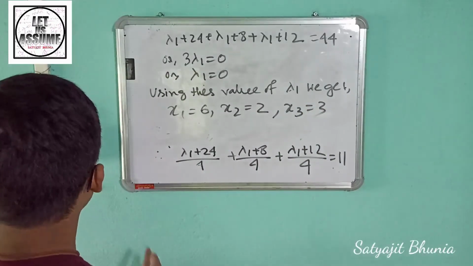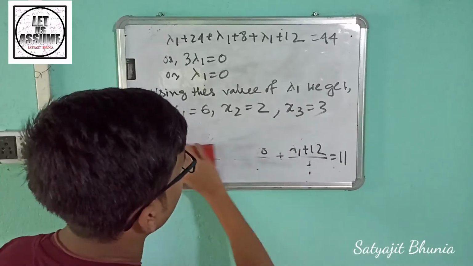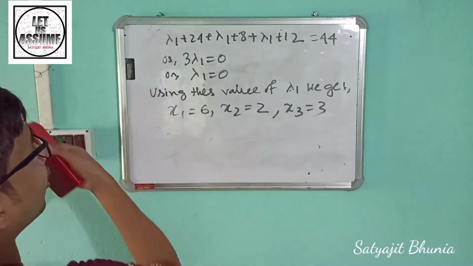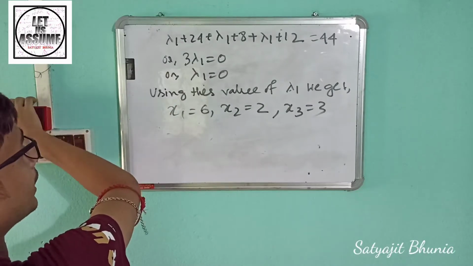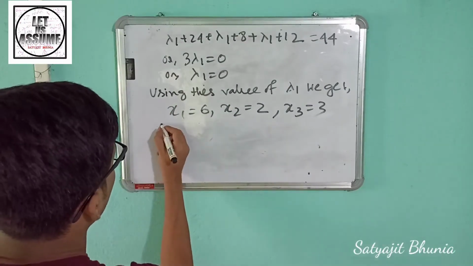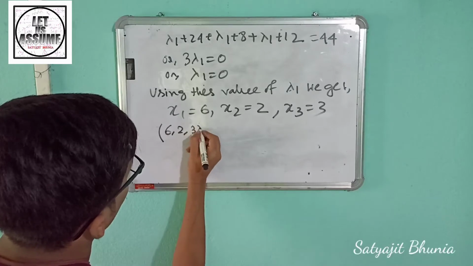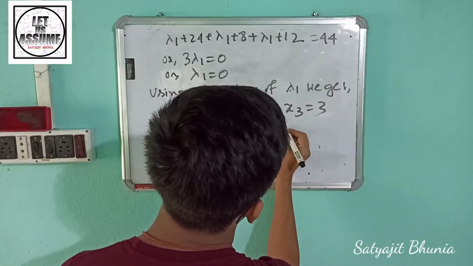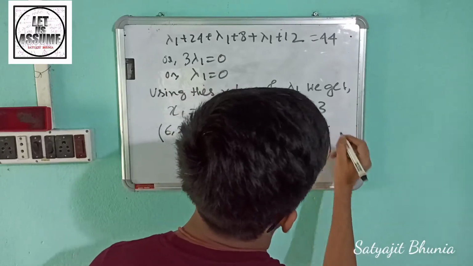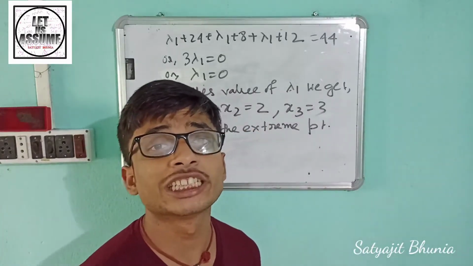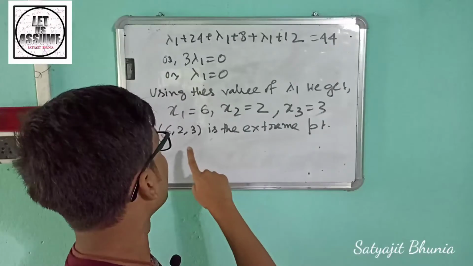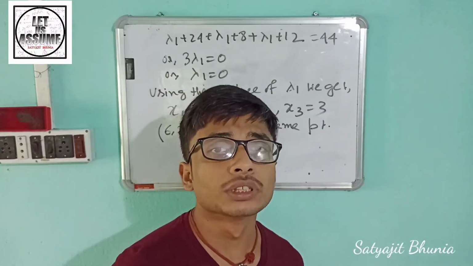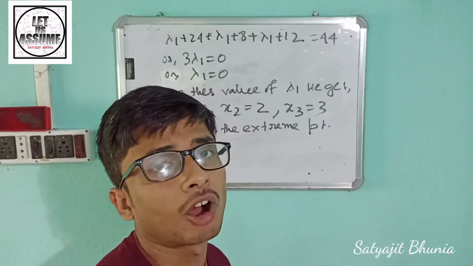Okay, then what is the extreme value? The extreme point is (6, 2, 3). So now we have to check whether this extreme point is a minimum or maximum using the sufficient condition of the method.